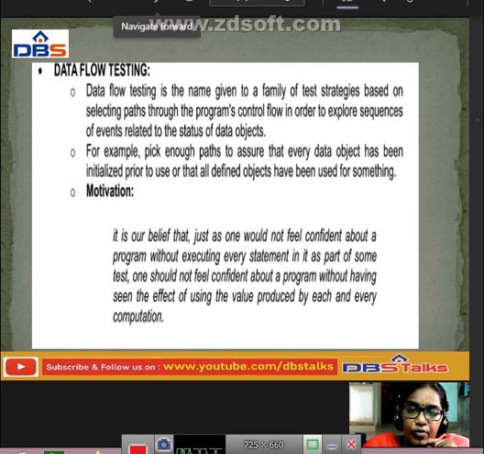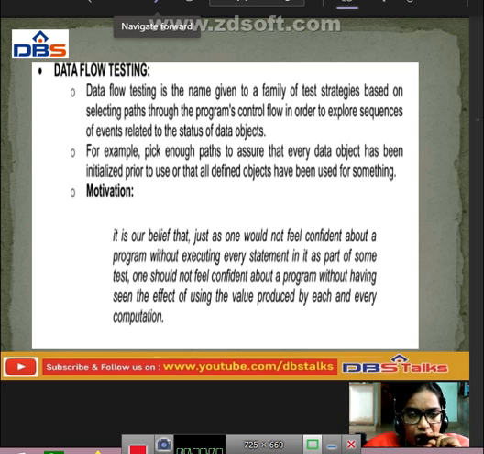Whenever you perform this, we can pick enough paths to ensure that every data object has been initialized prior to use, or that all the defined objects have been used for some purpose. That is also what data flow testing is used for, not just for defining the objects and not doing anything with them.